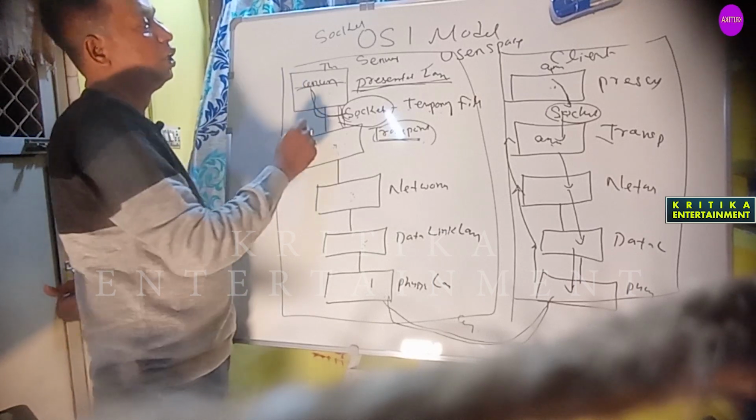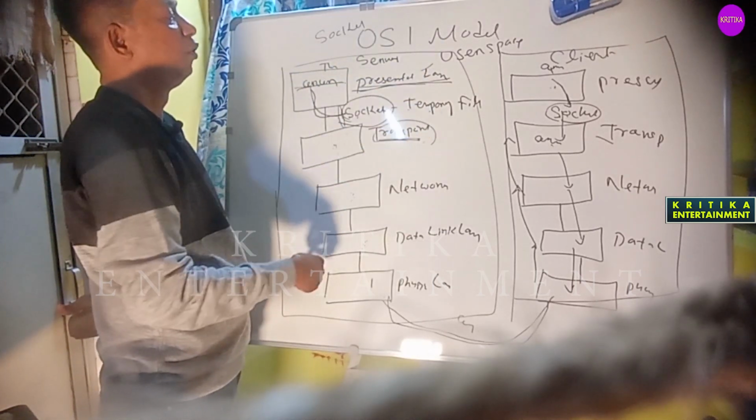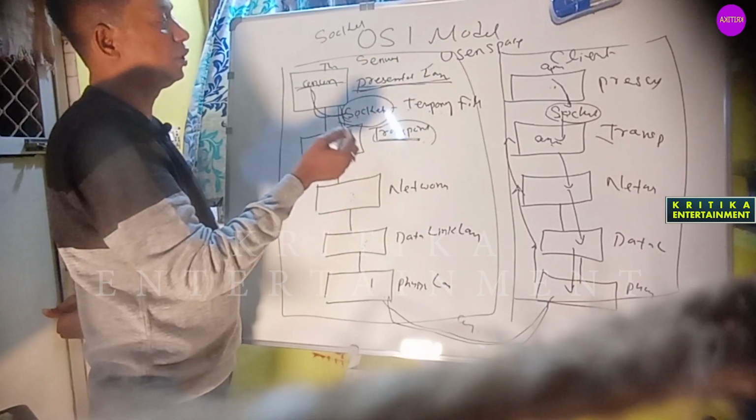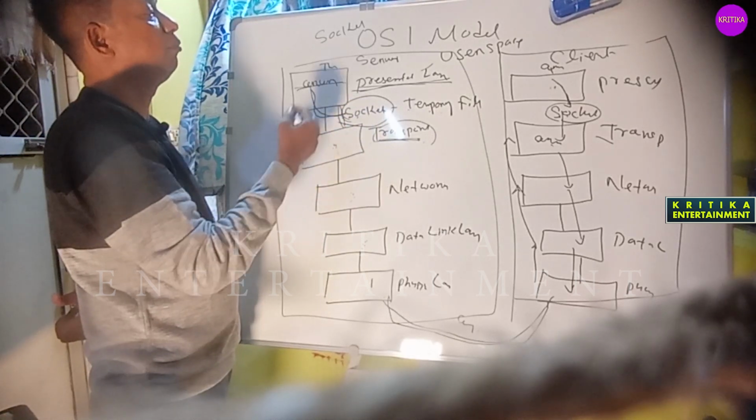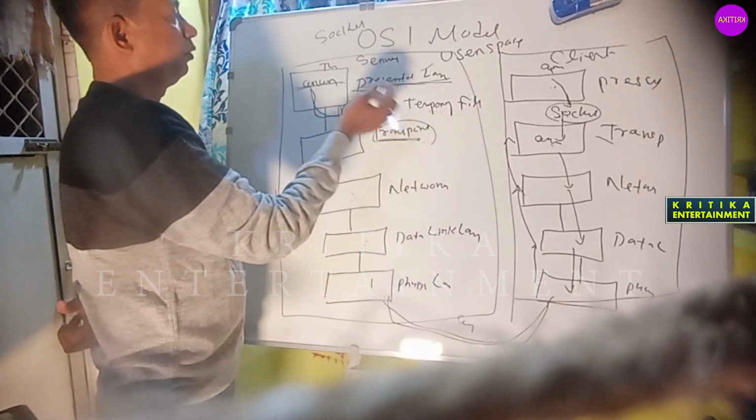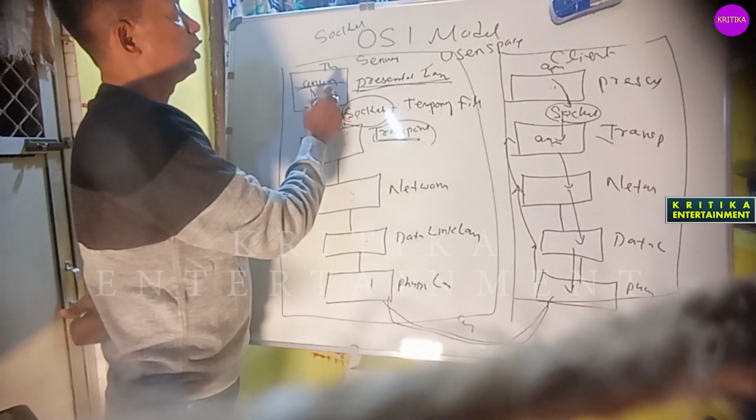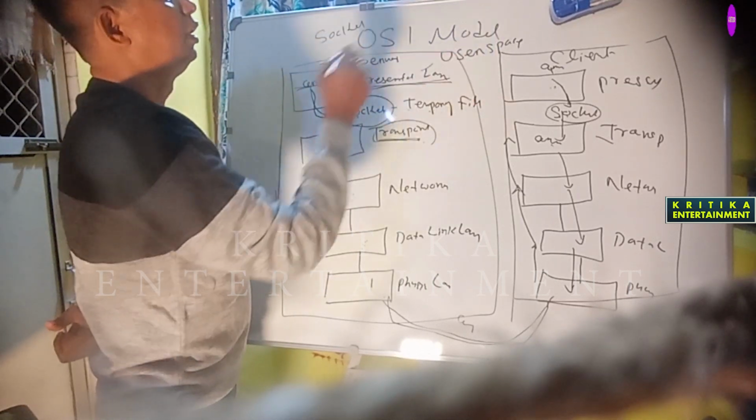So this is called your OSI model. OSI model means how to transport the data through a socket from the presentation layer on the server to the presentation layer on the client.